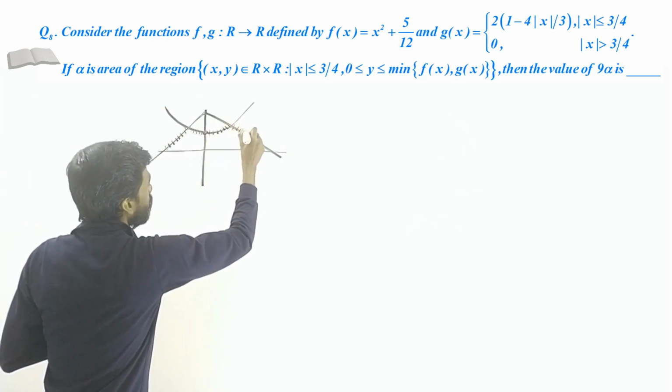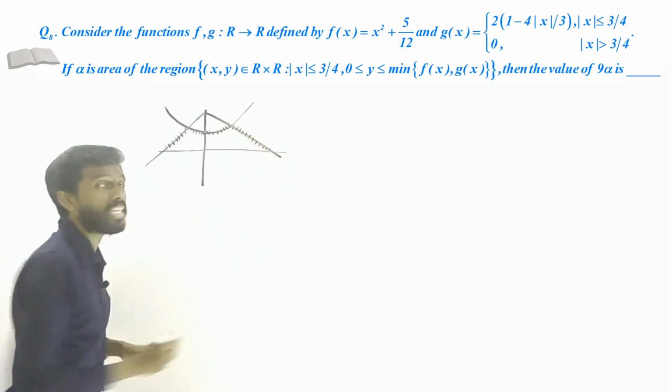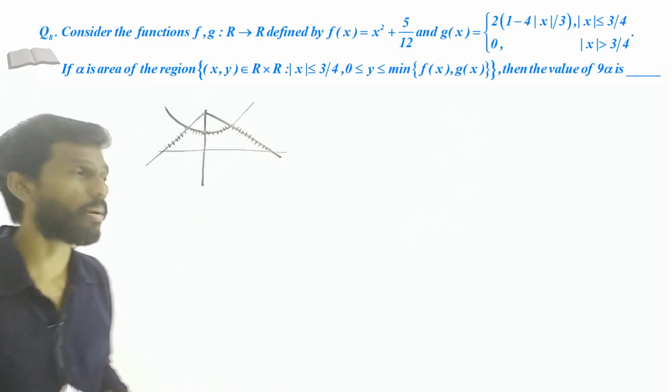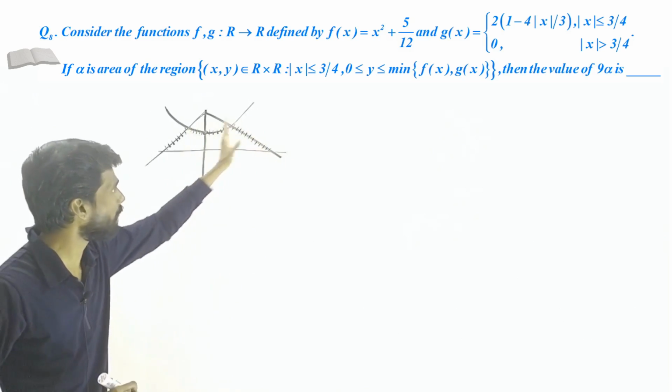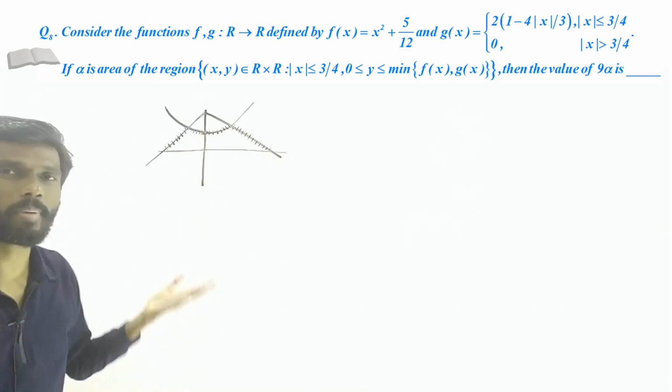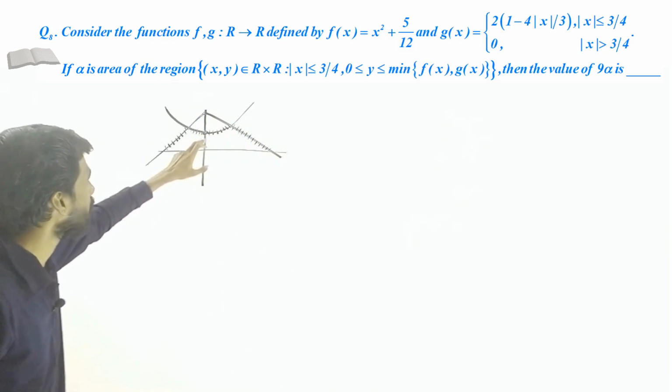But both these functions, if you observe, they are even functions. So this graph is symmetric about y-axis. That means you find the area of this part and multiply by 2, so we get the total area, right? Let us find the area of this part only.